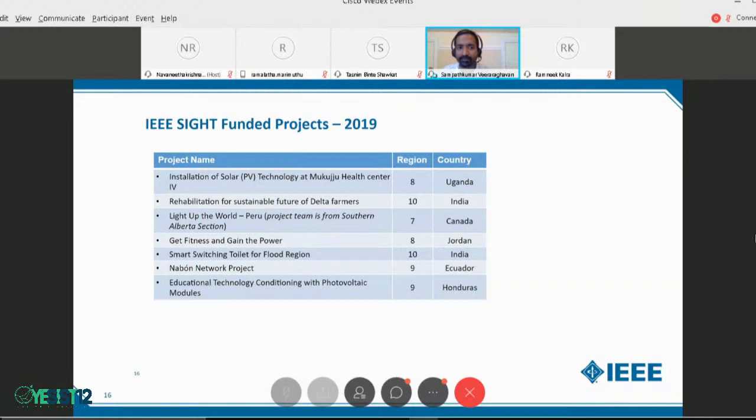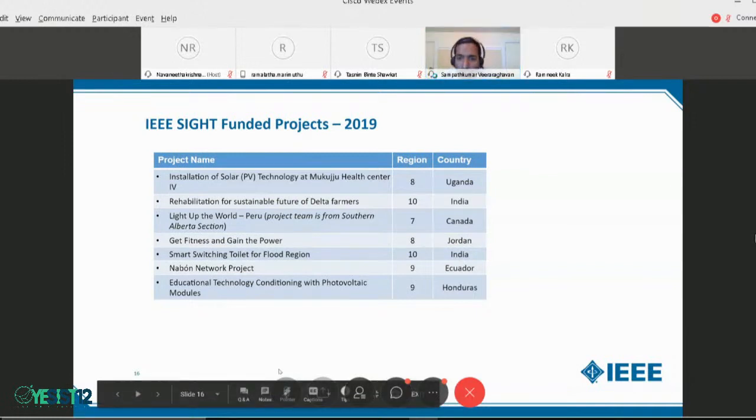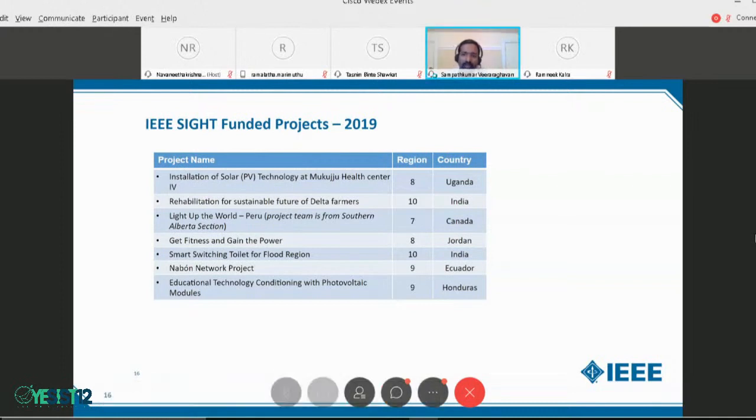And the Nabon network project, which was focused on connecting different schools in Ecuador, which had poor internet access and so on. And lastly, educational technology conditioning with photovoltaic modules, Honduras. And you can see the pattern here, right? There are a few novel projects, for example, the one in Ecuador, the one in India, where they wanted to develop new technology. In other instances, you can see solar technology, the one in Honduras and Uganda. These are existing technology, but they are contextualized to serve the needs of the local regions there, right?